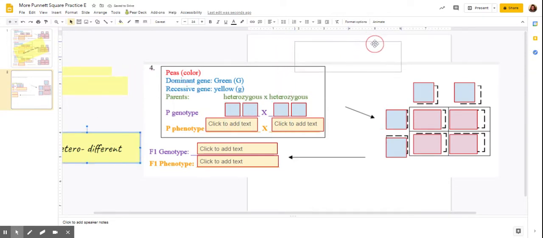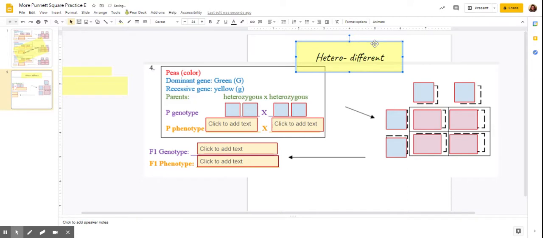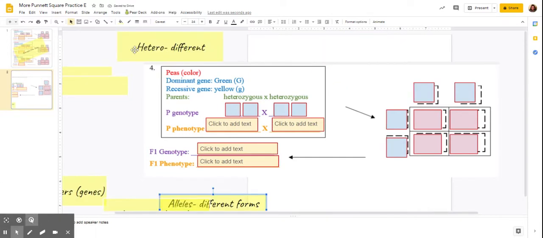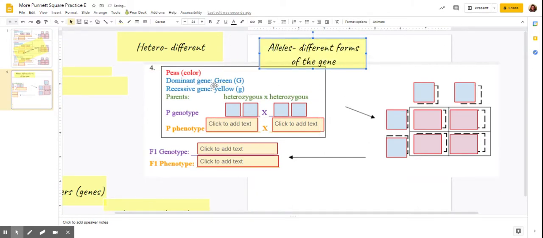So the first thing you need to think about, and this is why it's so important to know your vocabulary, is what does hetero mean? So hetero means different. So if we know that hetero means different, we now need to look at the genes that they gave us, and we need to look at the different alleles. So remember that alleles are the different forms of the gene. We know that capital G means green, and lowercase g means yellow. And the only way they can be different is if we have one big and one little allele.